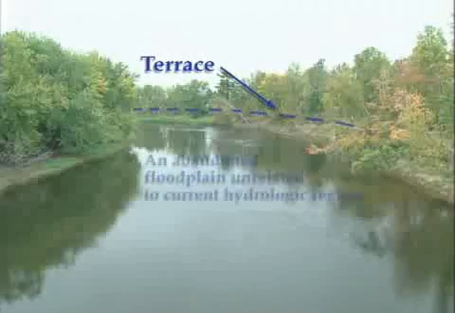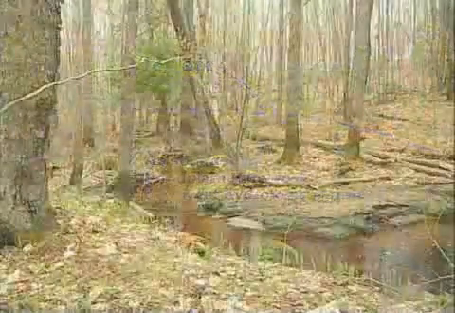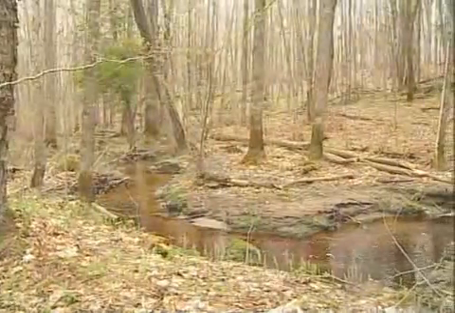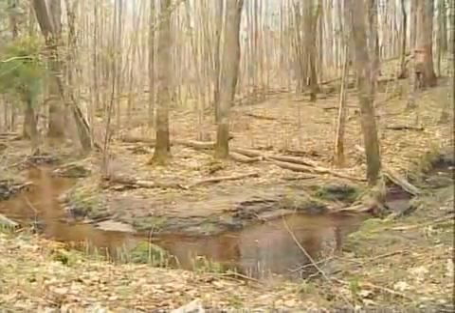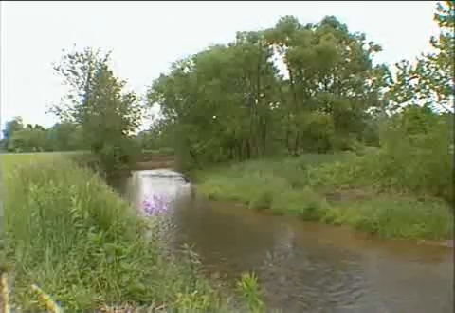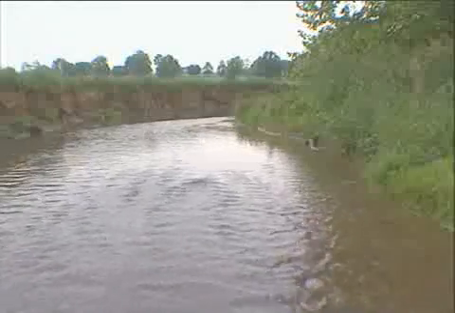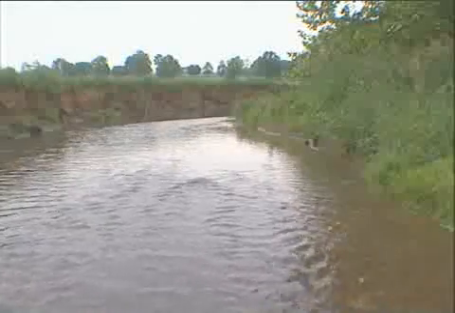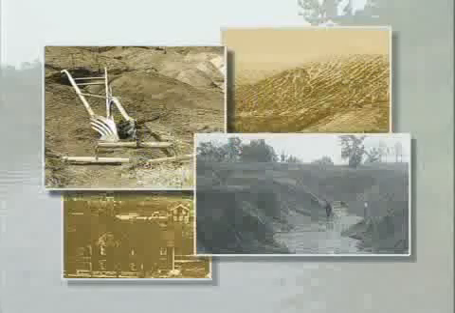A terrace is an abandoned floodplain unrelated to the current hydrologic regime. The occurrence of several terraces or benches along streams in the east is common. Terraces may be formed by climatic change or by a change in watershed conditions. It's especially important to be able to recognize terraces formed by changes on the watershed. In the east and south, changes responsible for formation of terraces typically include urbanization, logging, and historic agricultural practices.